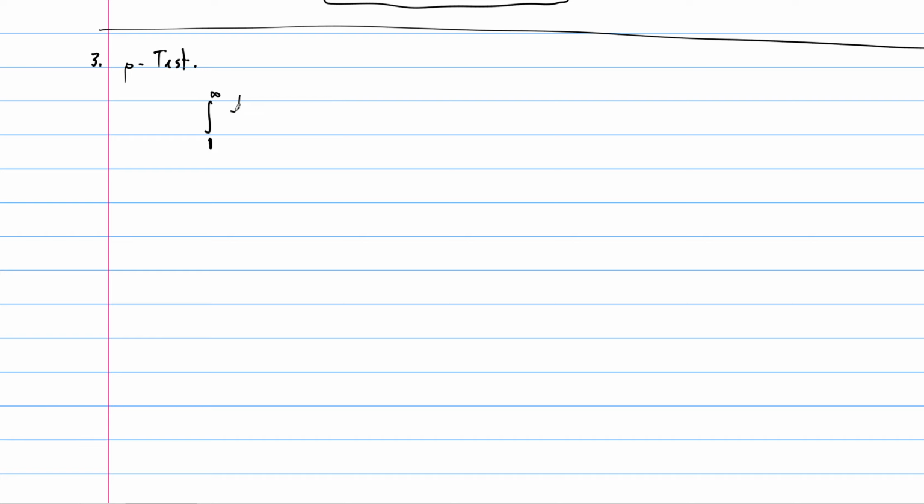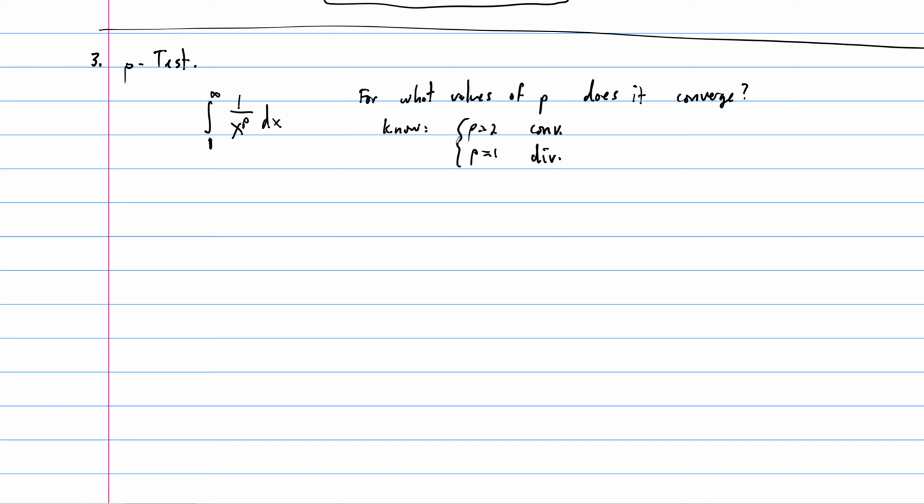The integral from 1 to infinity of 1 over x to the power p dx. I want to know for what values of p does this converge. This should remind you of the first two examples that we did, right? We already know p equals 2 is convergent, but p equals 1 is divergent. So something happens in between there, or maybe 2 is special, maybe 1 is special, right? That's what we want to find out on this one.